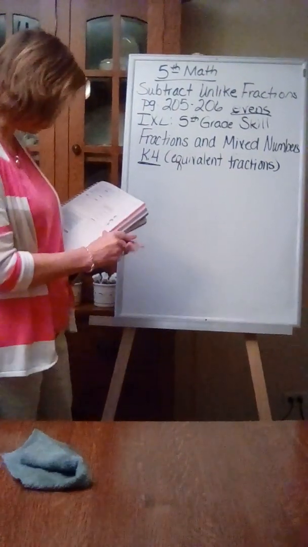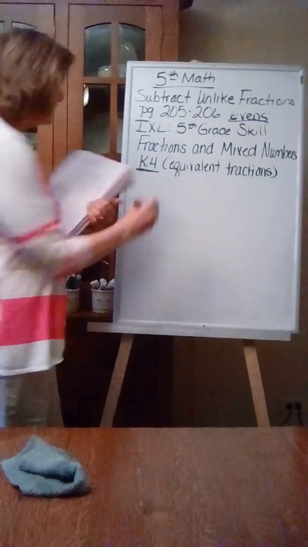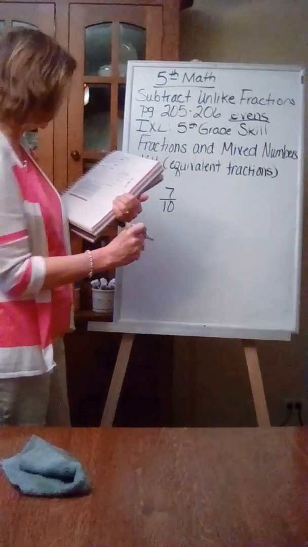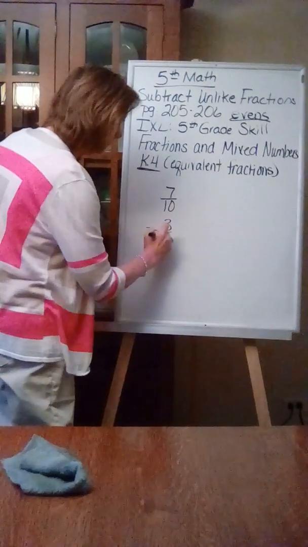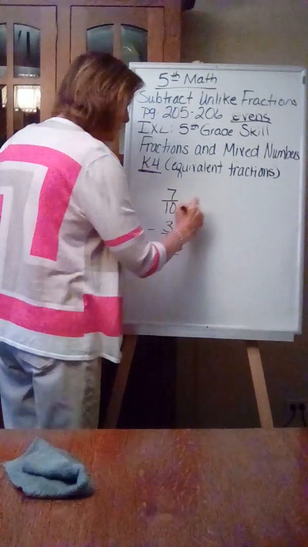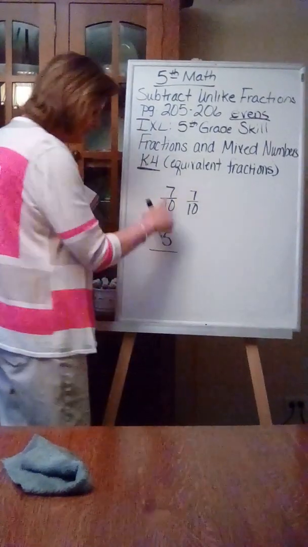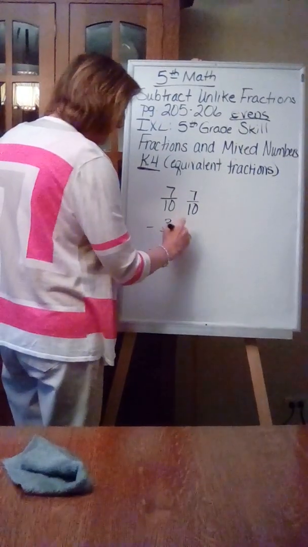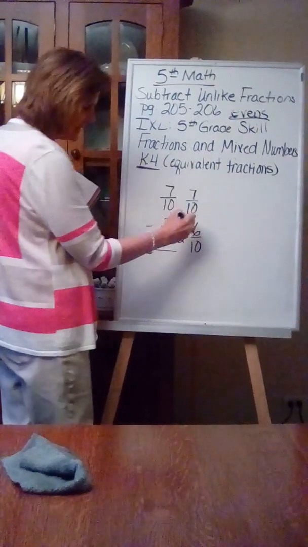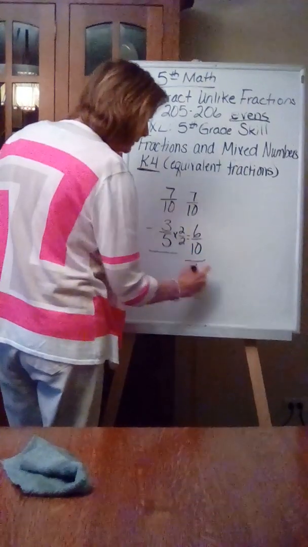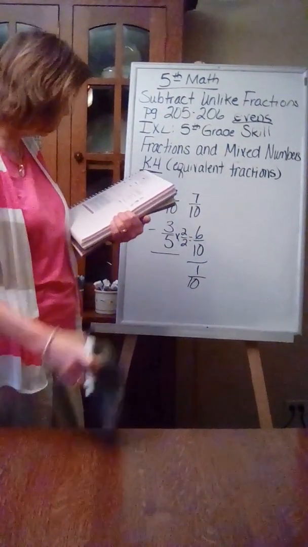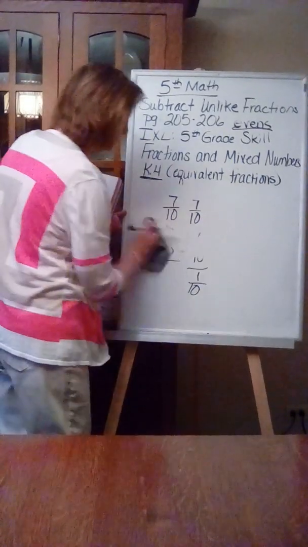Let's look at number 7. 7 says 7/10 minus 3/5. Tenths, my higher denominator, so I'm going to leave that the same. 5 I know is a factor. I got 6/10. 7 minus 6, 1/10. All right. Let's look at number 9.